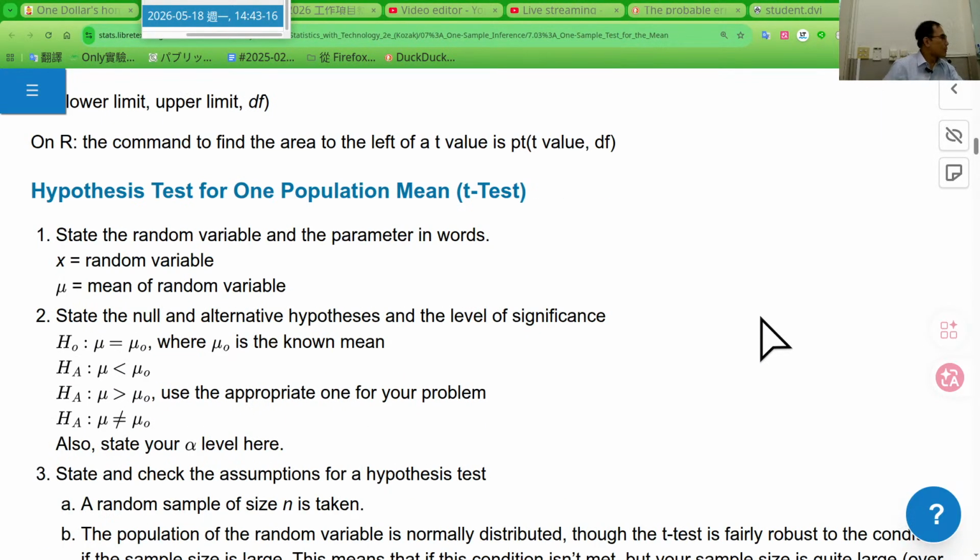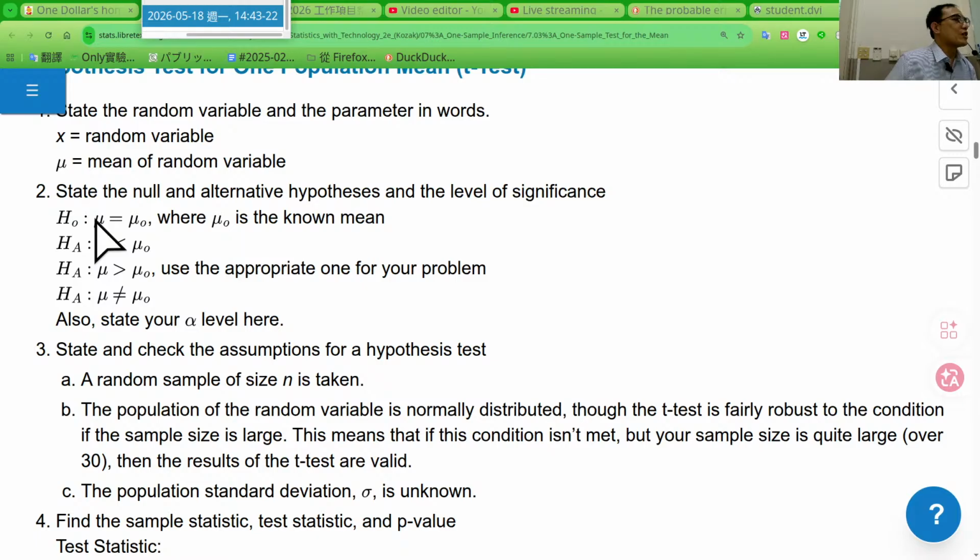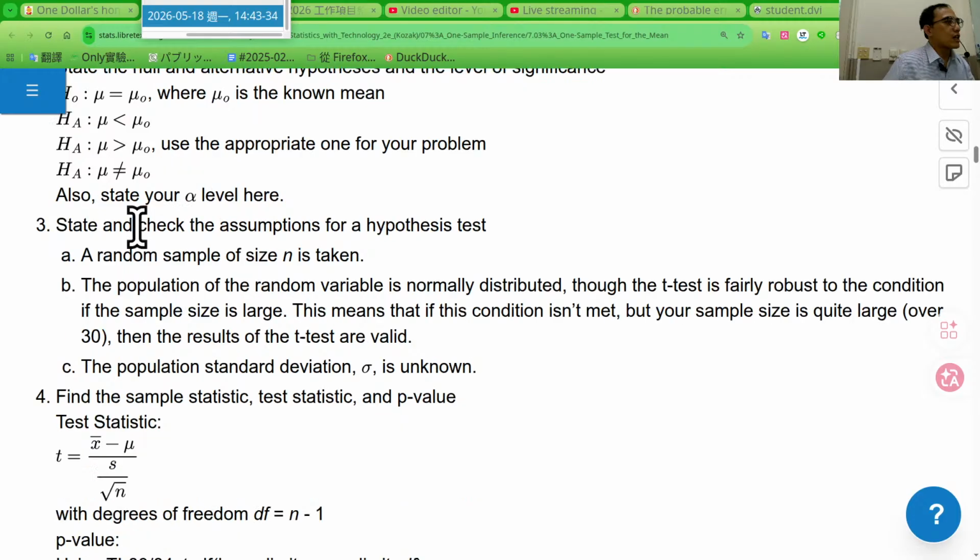And here, the hypothesis is done the same way. The null hypothesis assumes the average is the same. The alternative hypothesis can be greater, smaller, or not equal to the original thought. State the hypotheses and check the assumptions.